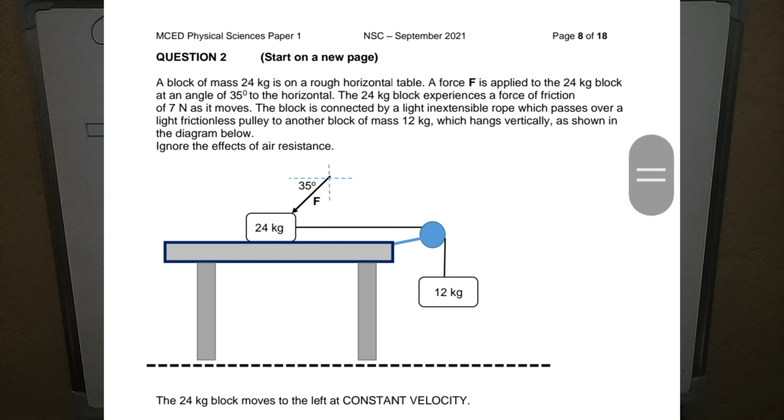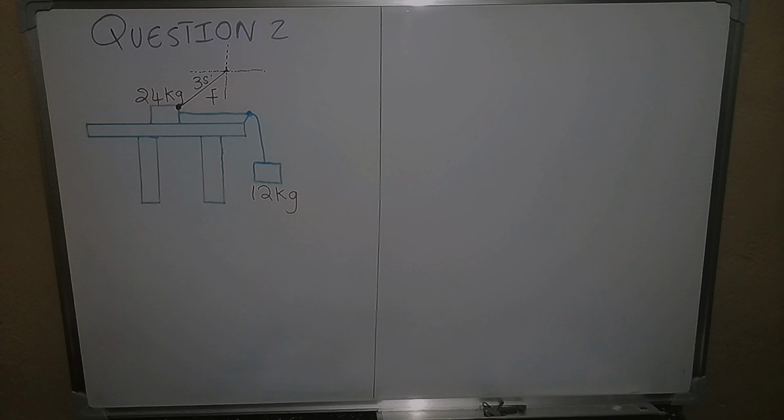Welcome guys, I hope you're all doing so well. On today's lesson, we're going to do previous question papers. This one, I took it from Metro Central Education District, National Senior Certificate, September 2021, paper 1 in the Western Cape province. Let us do question 2 in preparation for our paper 1 physics. Let us just start. We are going to talk about all that has to do with forces.